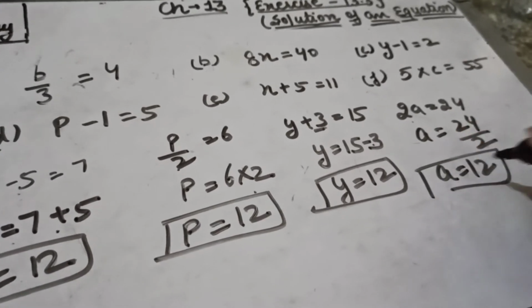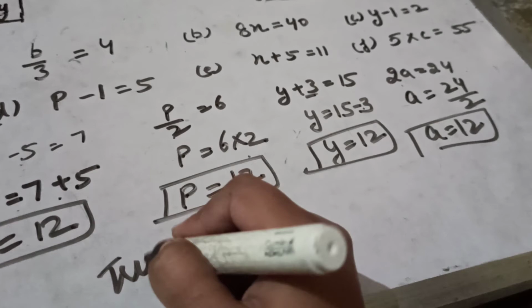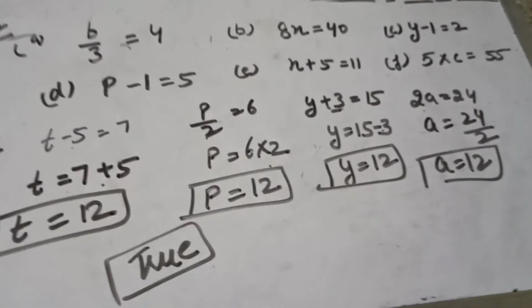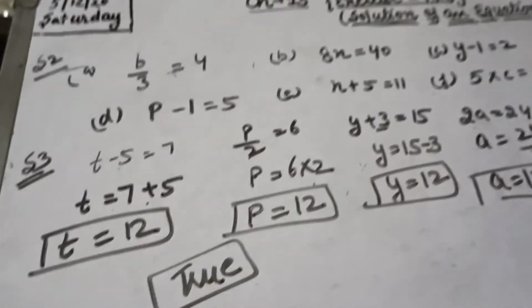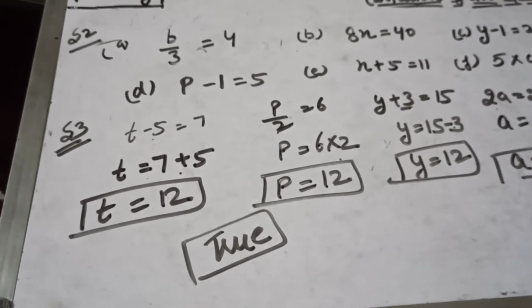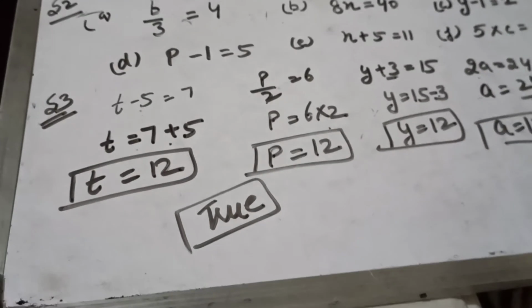Right? It is given that they are the same. So this statement is true. The solution of these equations is 12. Clear? It is a very easy exercise. You have to just arrange them according to the situation and find the solution.